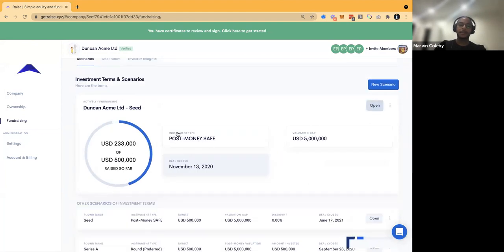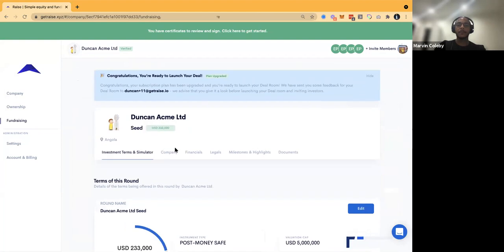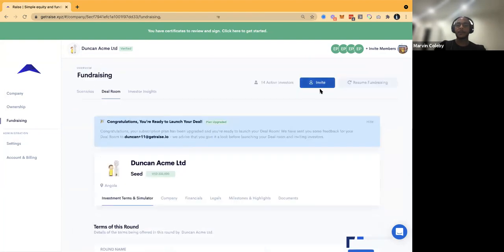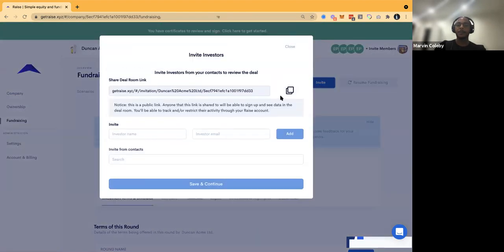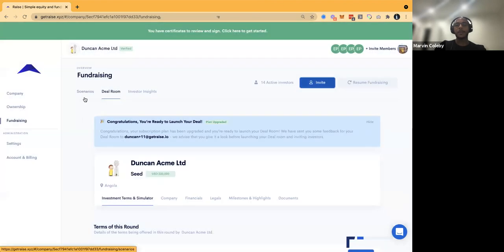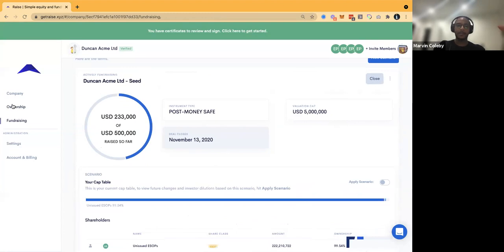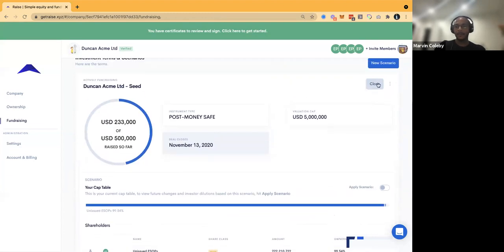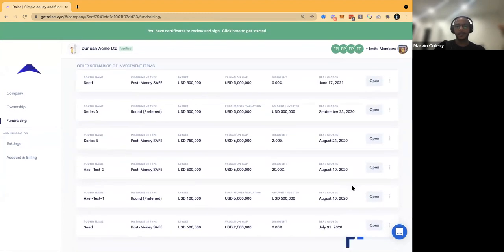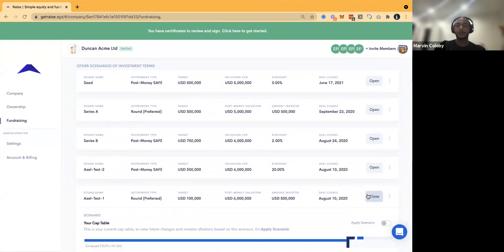And then you can use these scenarios, attach them to a deal room, and these become the terms that your investors would see when you invite them to the deal room. So really what's happening is you're crunching the numbers, and it allows you to start building the cap table. You can run many, many different kinds of scenarios, as many as you want, and in each of these scenarios, we're doing different things.